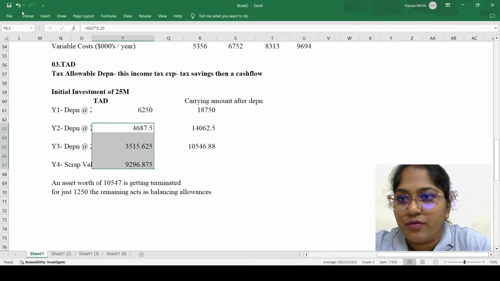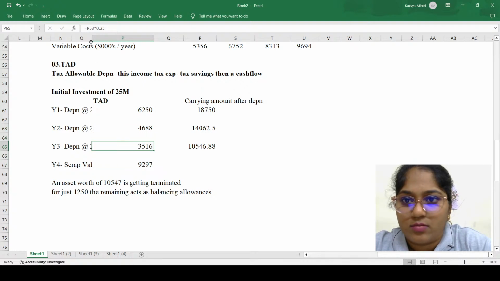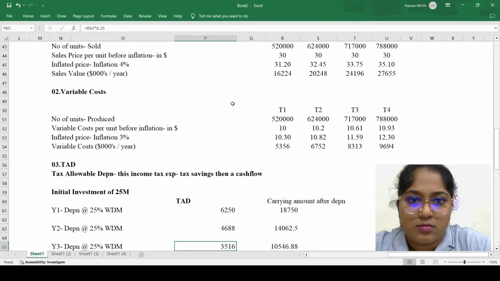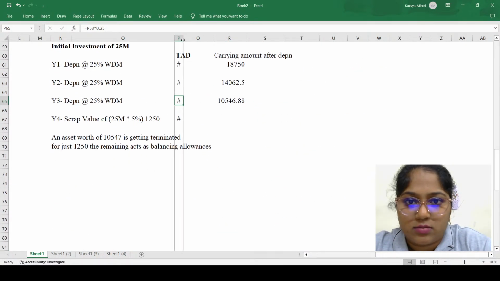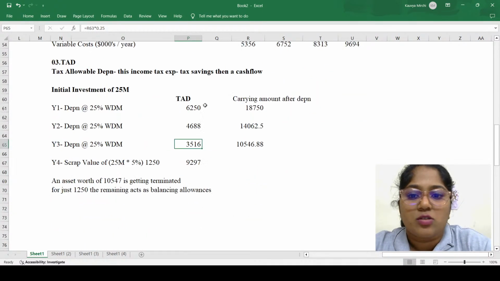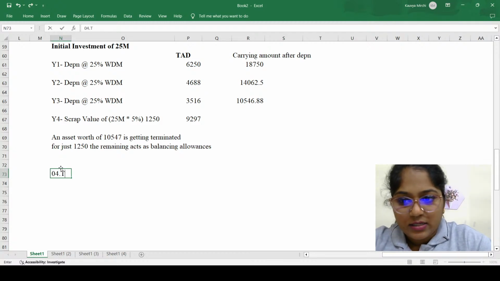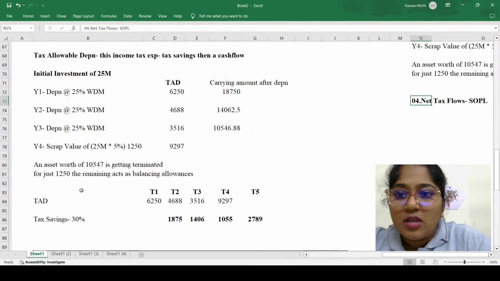Again, I'm rounding it off. Done. Cool. So now tax allowable depreciation is done. What I do next, the fourth one, to calculate my tax cash outflow, net tax flows. I would be preparing a statement of P&L to find out what is my net tax cash flow. So how do I get to know?